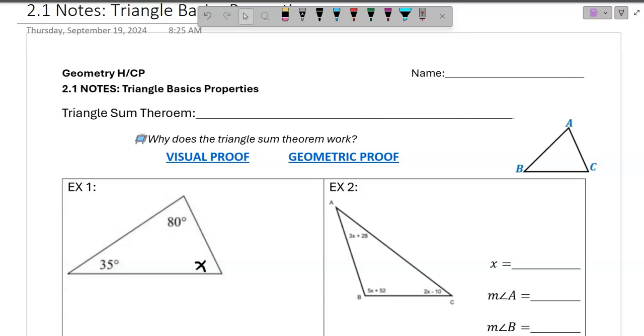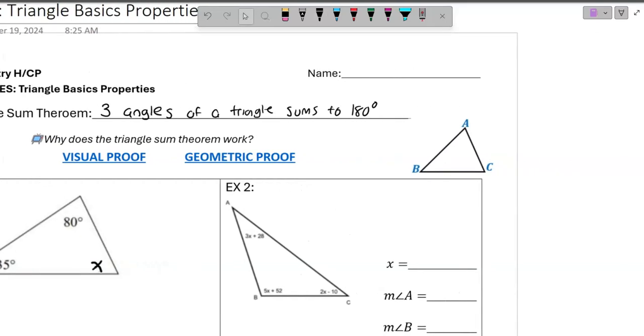So let's start with the most basic one that you might remember from before, but if not, here's your refresher. It's formally called the triangle sum theorem, but you might just know it as, oh, all the angles of a triangle must add up to 180. And that's exactly what the triangle sum theorem is. So the three angles of a triangle sum to 180.